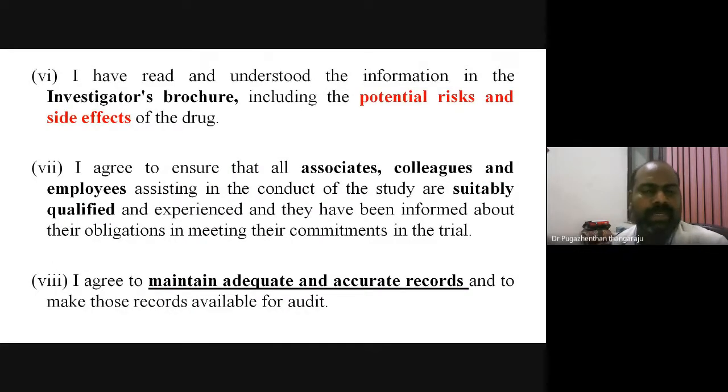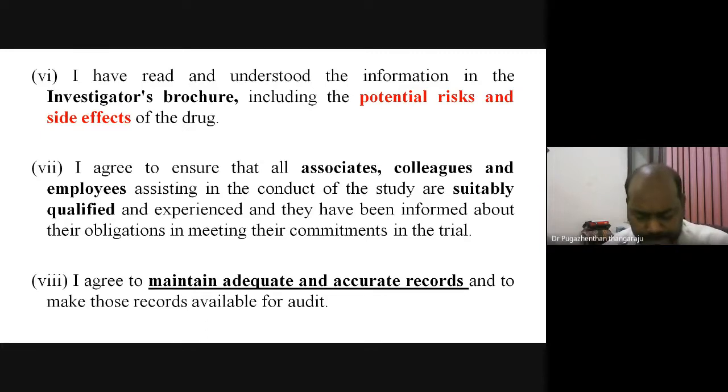And he should also be oriented regarding the investigator's brochure. What is the potential risk? Because if you look into the protocol of some study, you will think that it is very easy and we have very good experience. But the FDA or the people who initially did the preclinical and clinical studies might give lots of warnings. Those warnings may sometimes happen in our setup. So you should be very sure that only after reading the investigator's brochure do you give your acceptance. This is a very important thing.